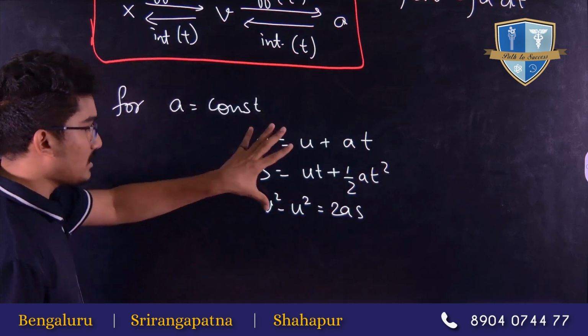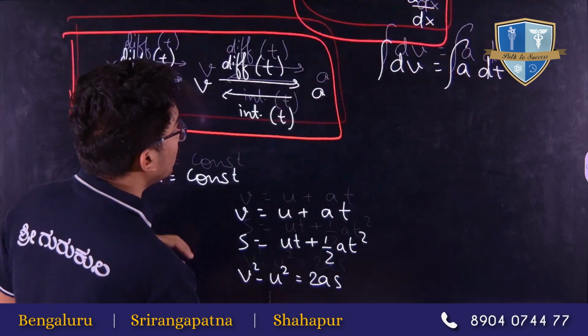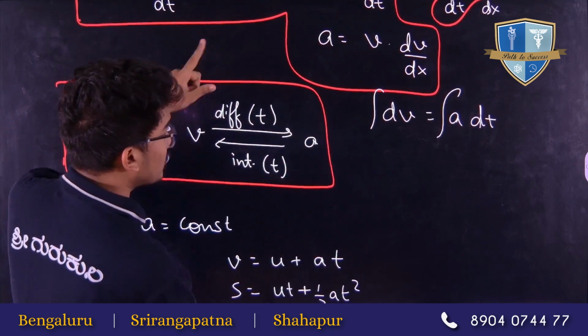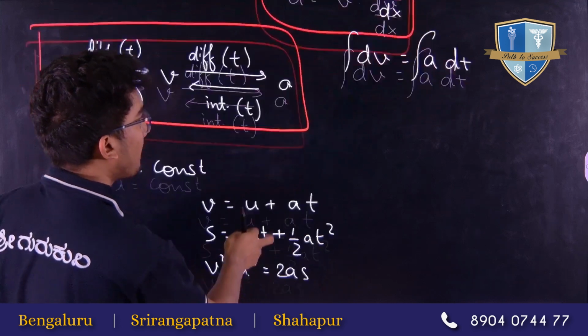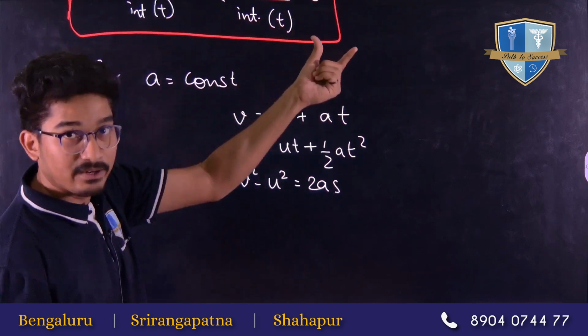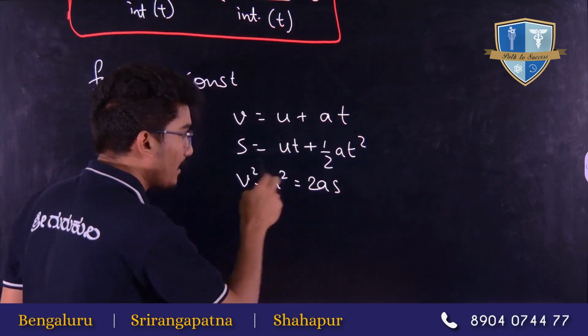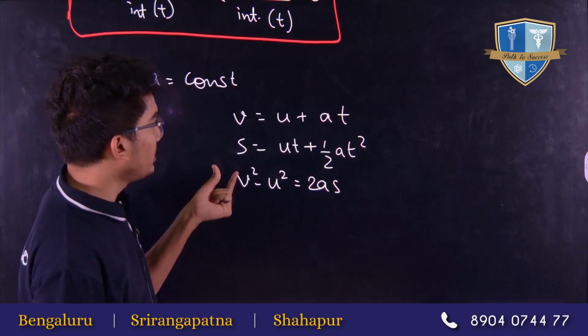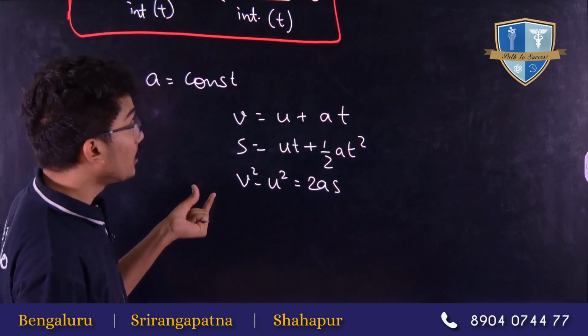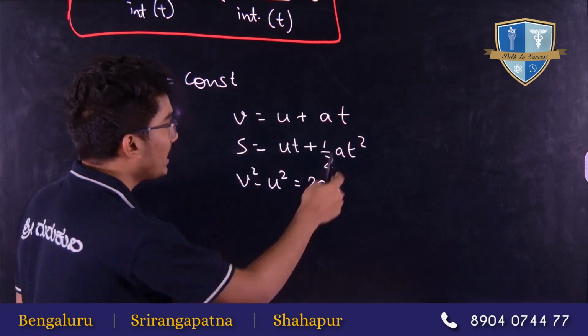These three formulas can also be derived using these two things. If you use a is equal to v dv by dx and integrate that formula, you will get this formula. Similarly, if you integrate v is equal to dx by dt, and if you integrate a is equal to dv by dt, you will get these formulas.